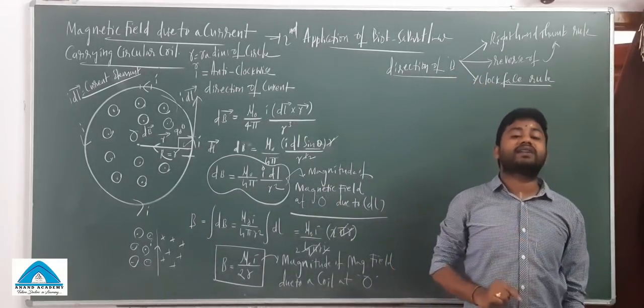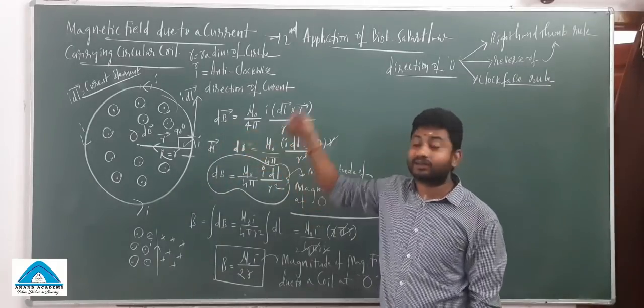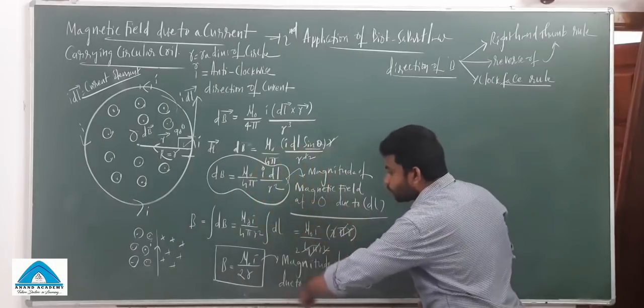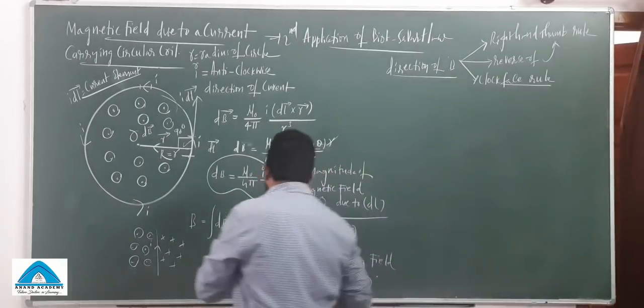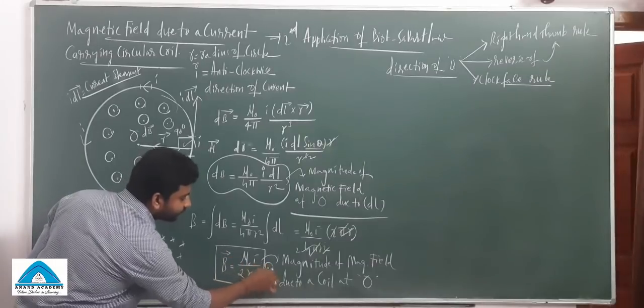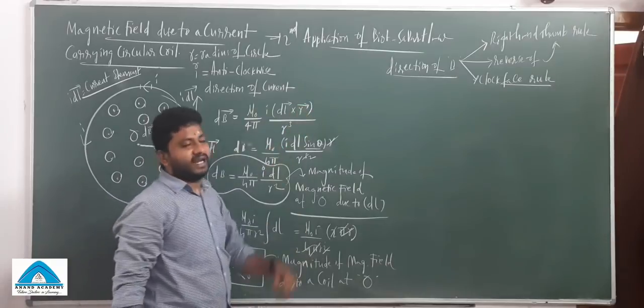So by using the right hand thumb rule, what is the direction of the magnetic field at the center? In this case it is out of the plane. I can write as my final value that the magnetic field lines are out of the plane if you write it in vector form. Got it? Clear?